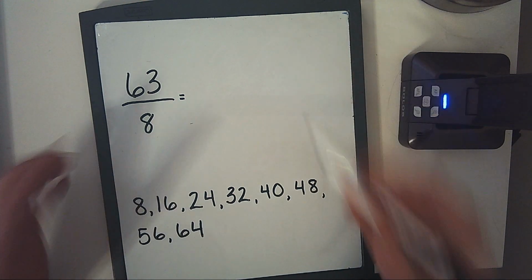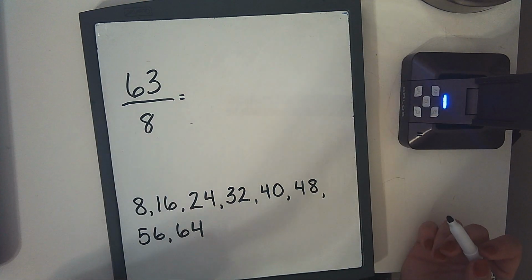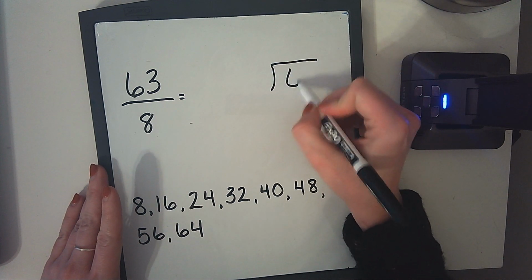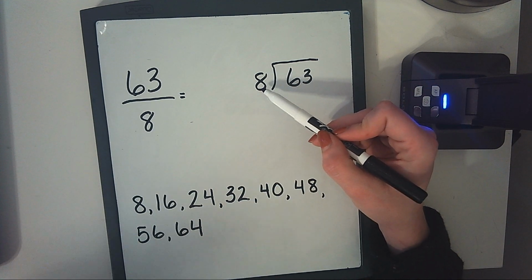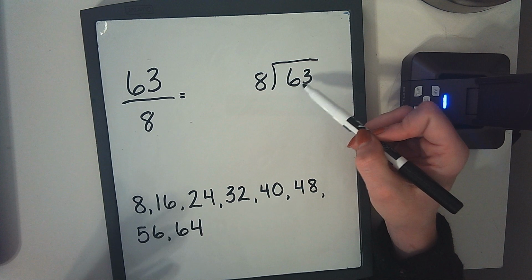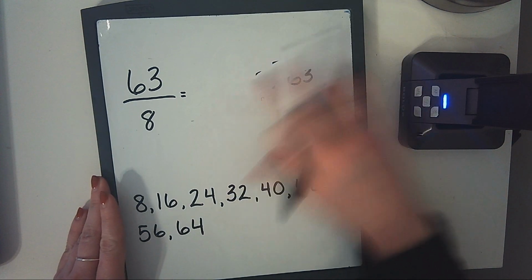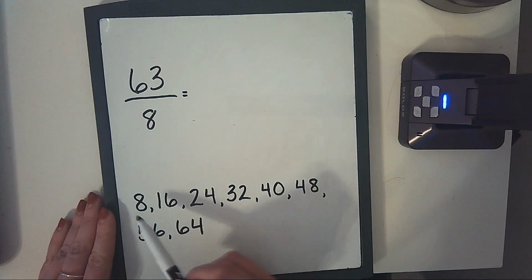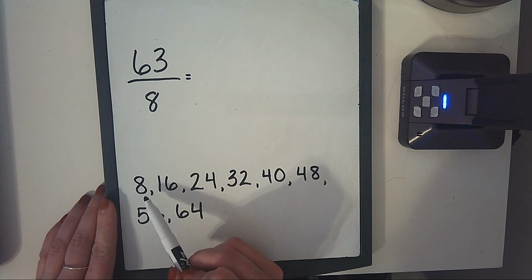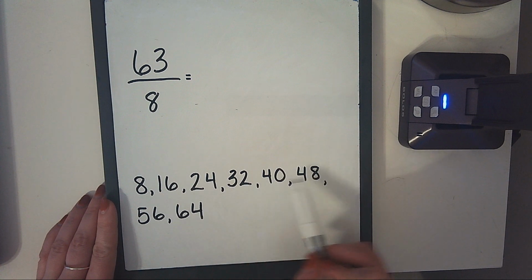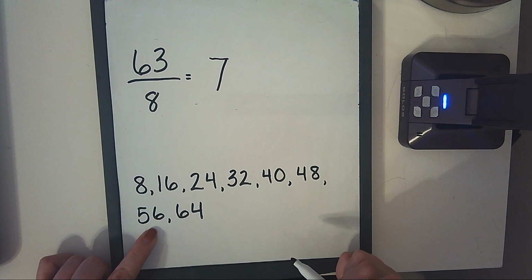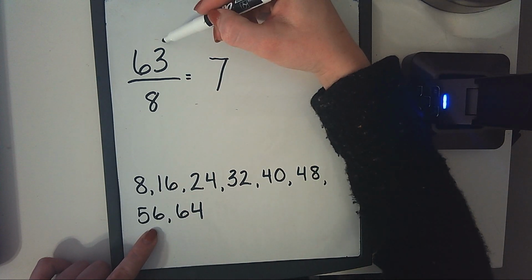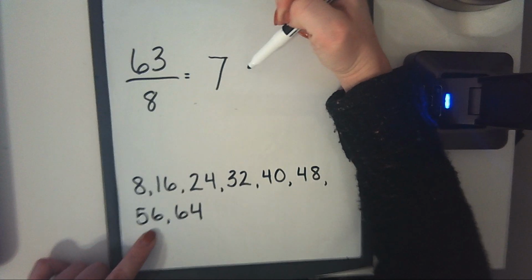If we were dividing 63 by 8, we are used to seeing that, right? And we skip count by our divisor to see how close we can get to our dividend. So we're doing the same kind of thing. So if we look at our 8 skip counting, 1, 2, 3, 4, 5, 6, 7 would be our whole number.